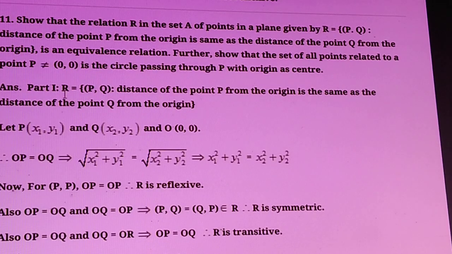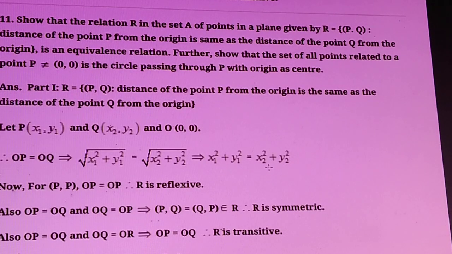First, consider R = {(P, Q)} such that the distance of point P from the origin is the same as the distance of point Q from the origin. For that, let us consider P(x1, y1), Q(x2, y2) and O(0, 0) the origin. So OP = OQ implies that the square root of x1 square plus y1 square is equal to the square root of x2 square plus y2 square. This can be written as x1 square plus y1 square is equal to x2 square plus y2 square.